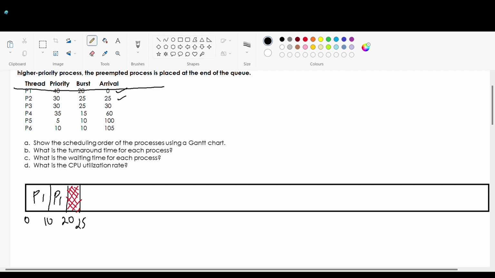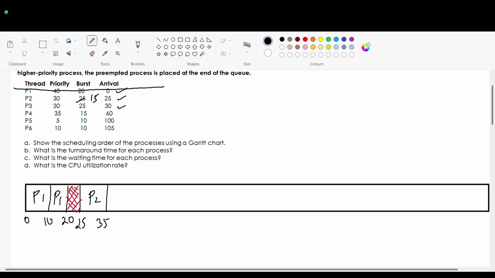Now at 25, process P2 enters the system. So P2 will start to execute from 25 to 35, because the quantum is 10. So 15 is remaining. Now P3 enters the system at 30. So at 35 there are two processes in the system, P2 and P3. Both have the same priority, 30 and 30. So which process will execute now?